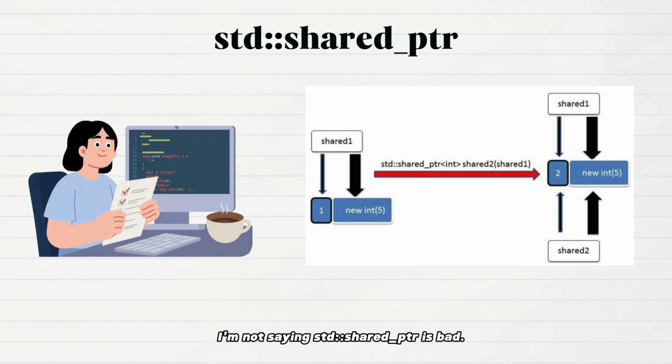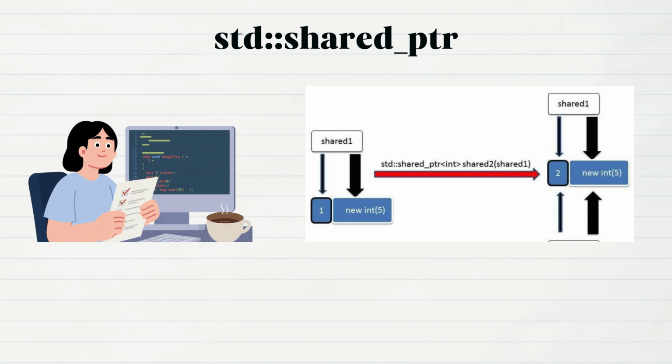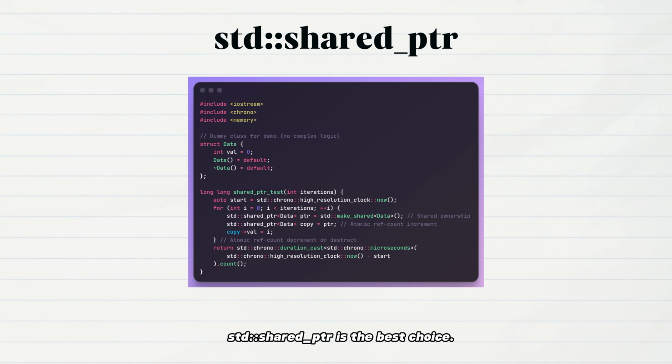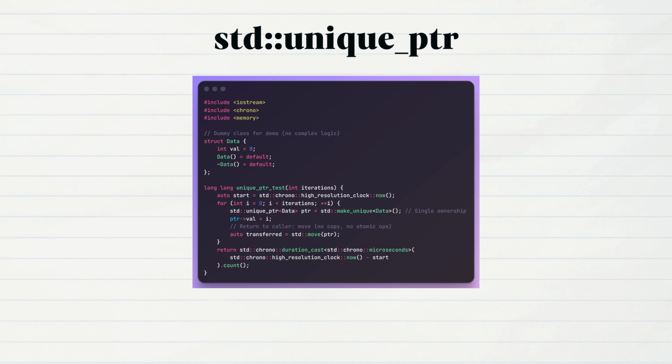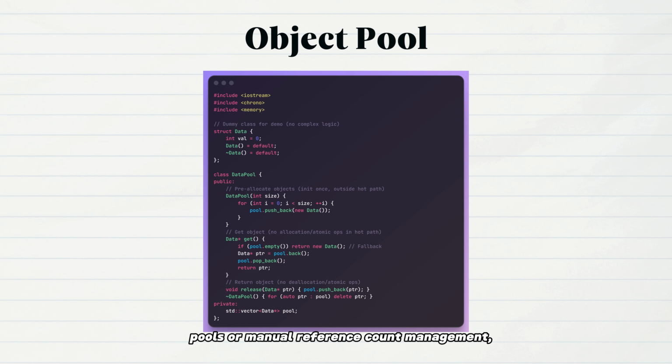I'm not saying std::shared_ptr is bad. What I mean is you need to know when to use it. If shared ownership is truly required, std::shared_ptr is the best choice. But if you only need single ownership, for example, creating an object inside a function and returning it to the caller, std::unique_ptr is more than sufficient. In hot paths, even if shared ownership is necessary, you can consider alternative solutions, like object pools or manual reference count management, provided thread safety is guaranteed.